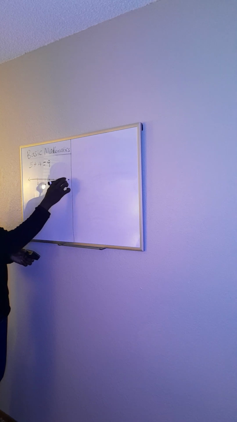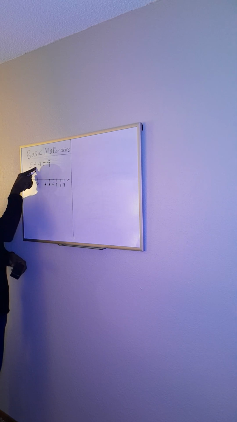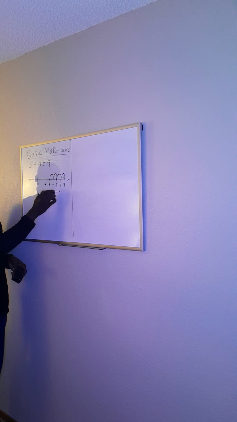there is 5, there is 6, there is 7, there is 8, 9, as you go on. So because we are adding, I start from 5, and because I'm adding, I move towards the right hand side. How many steps? 4. So I start from 5, 1, 2, 3, 4. I stop at 9, and that is my solution on number line.